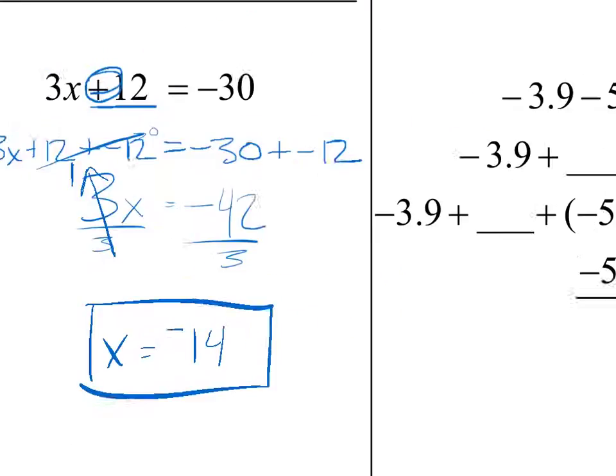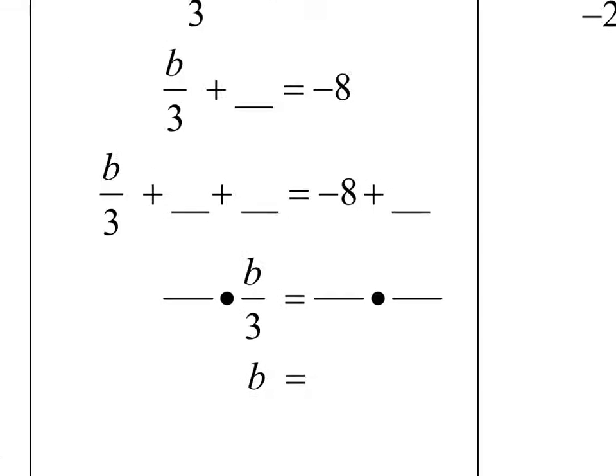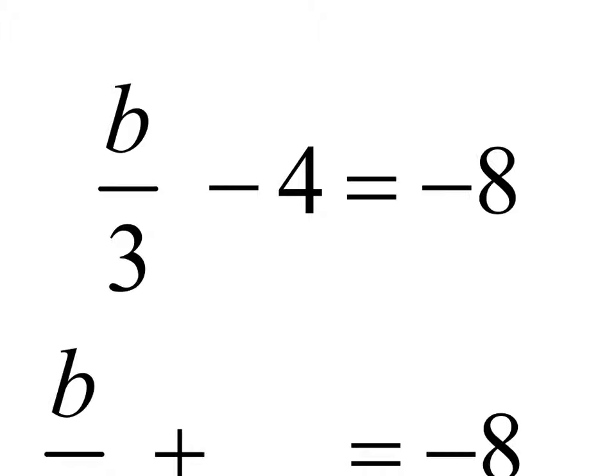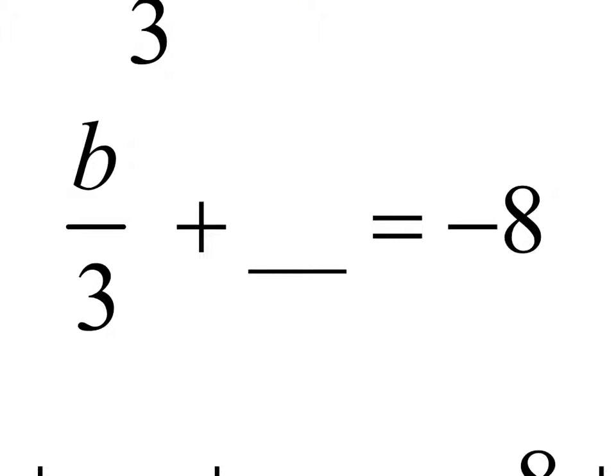All right. So over here we have an equation where we have b divided by 3 minus 4 is equal to negative 8. Now we have 2 operations going on here. One is a division and one is a subtraction. But we can change that subtraction to an addition. So we're going to leave change switch. That's the first step we're going to do here. We're just going to rewrite this with the leave change switch.